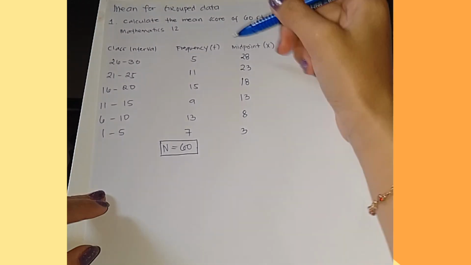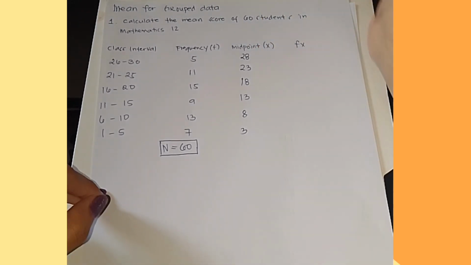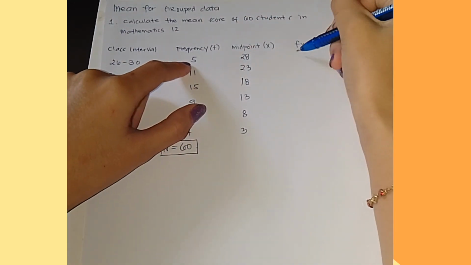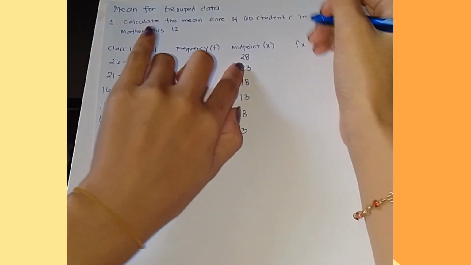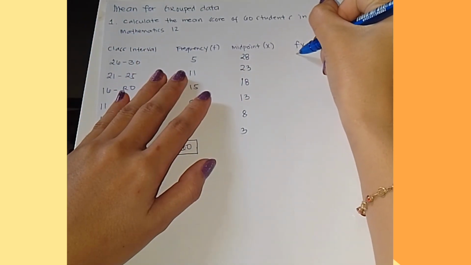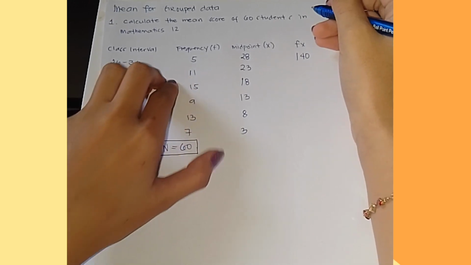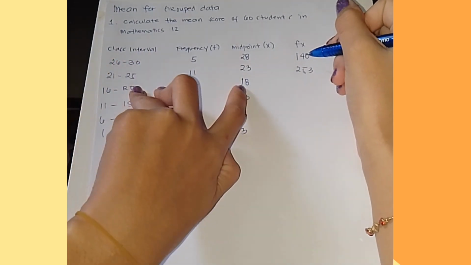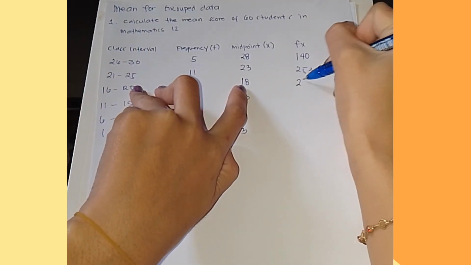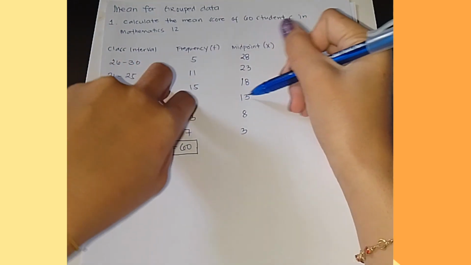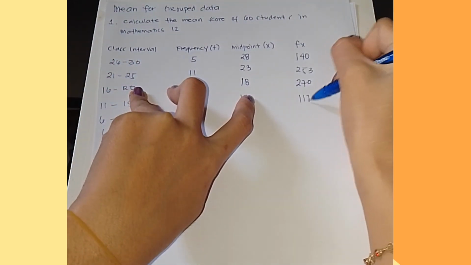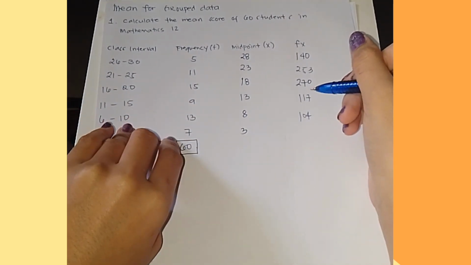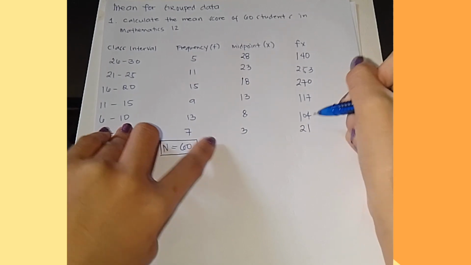For fx, the frequency times the midpoint, we just need to multiply these. So 5 times 28 is equal to 140. 11 times 23 is 253. 15 times 18 is 270. 9 times 13 is 117. 13 times 8 is 104. And lastly, 7 times 3 is 21.